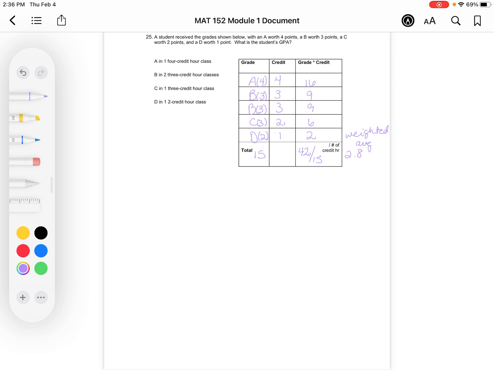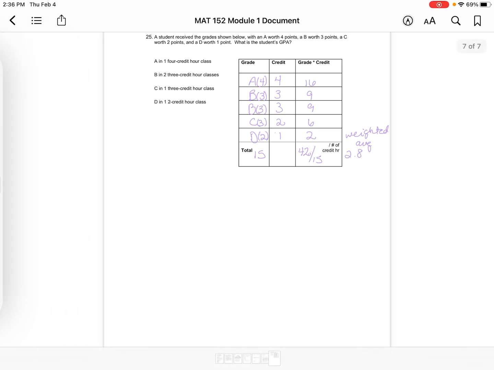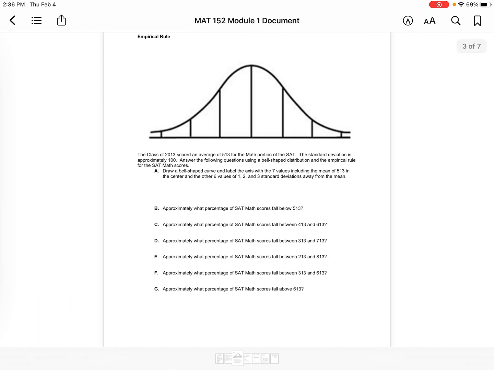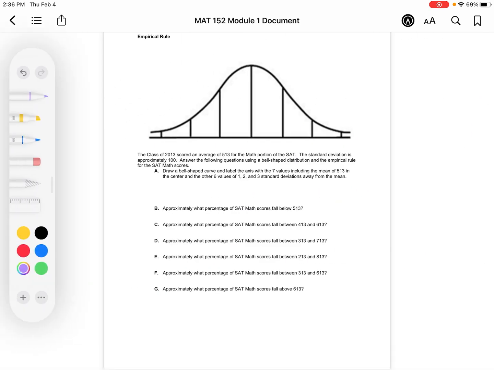The last example that I want to go back to is the empirical rule problem. So looking at the empirical rule, this says in the class of 2013, scored an average of 513 for the math portion of the SAT. The standard deviation is approximately 100.